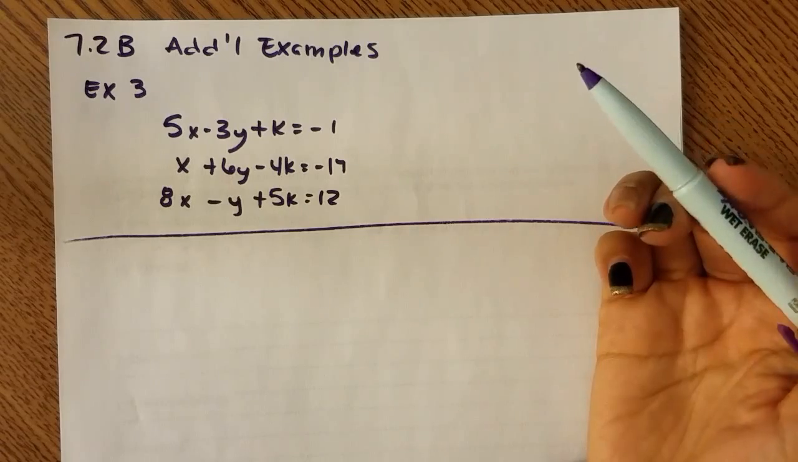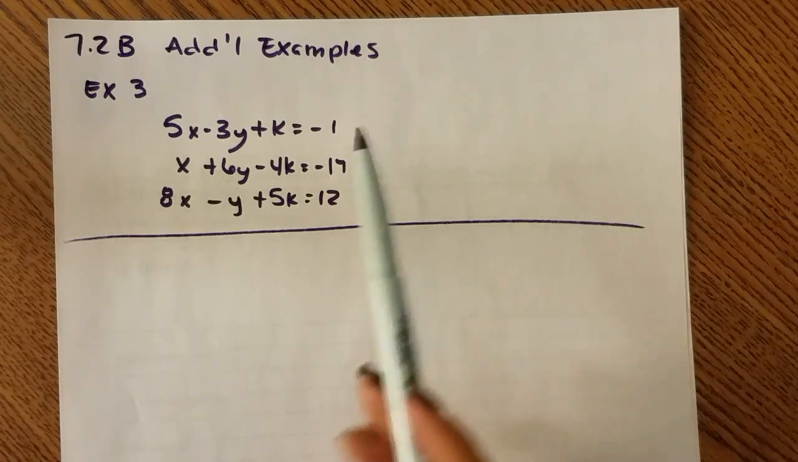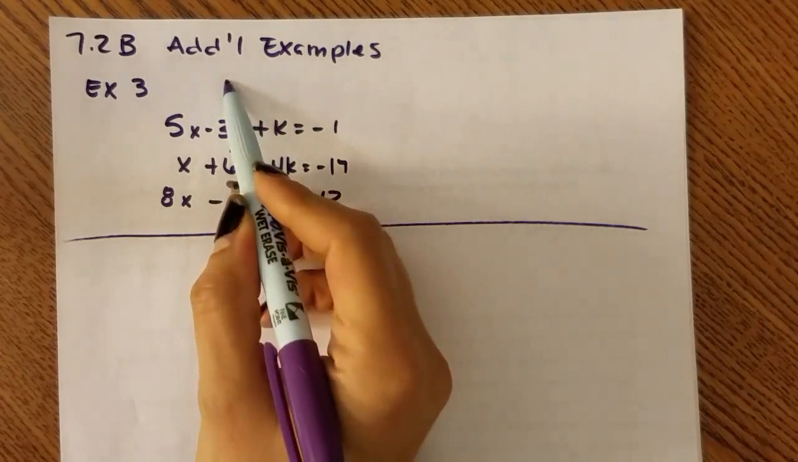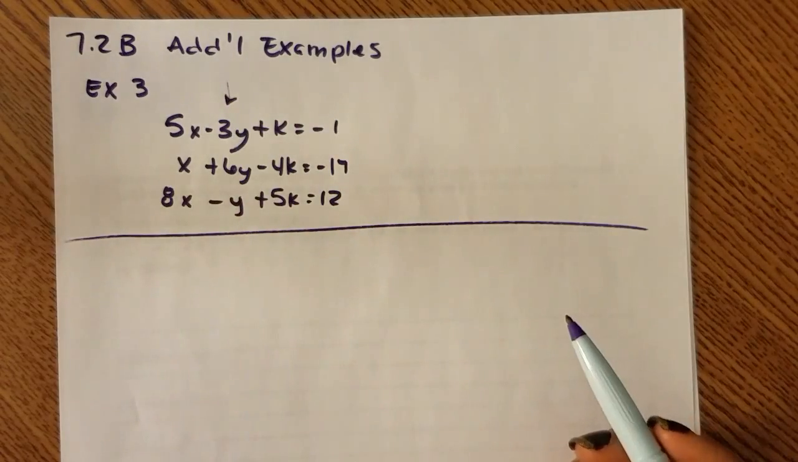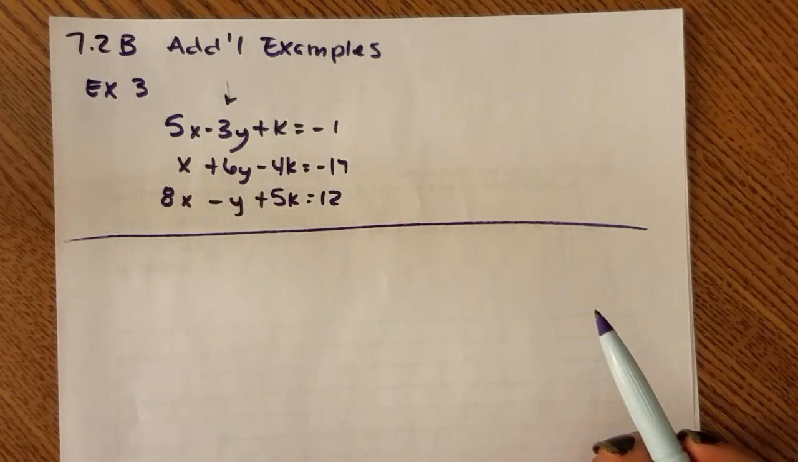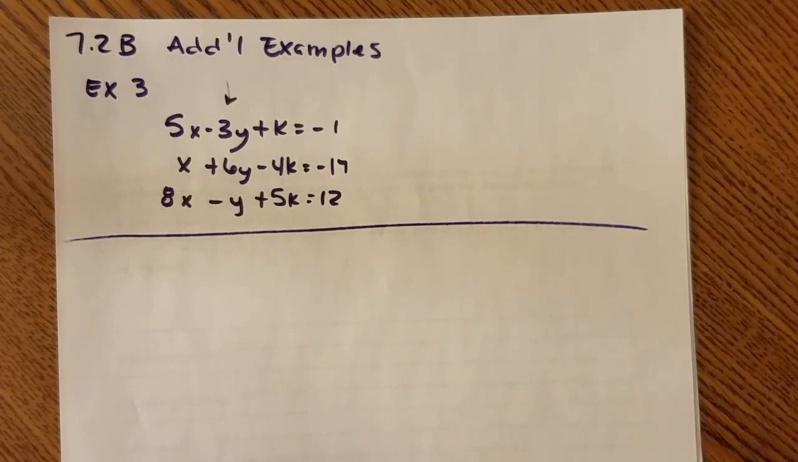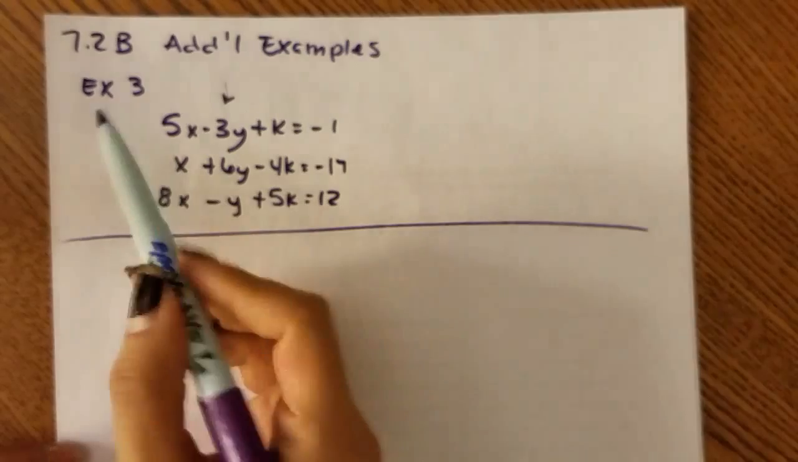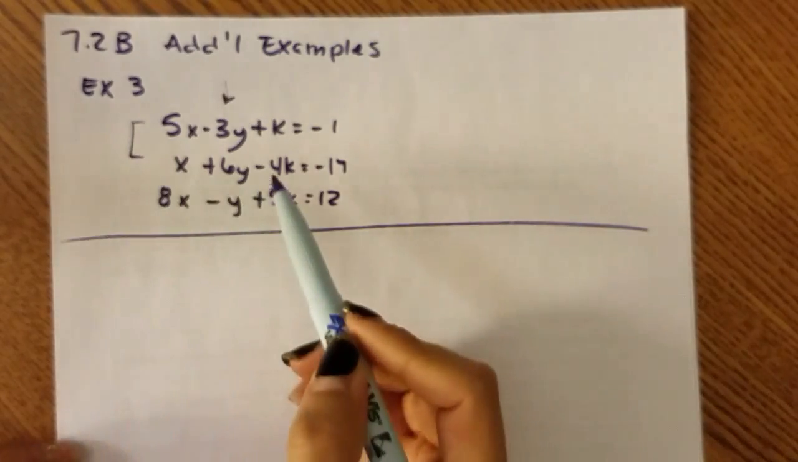Now, it doesn't matter which variable you choose to eliminate. Like I said, you could either do the y or the k. I'm going to go ahead and do the y's for this example. Now, remember, there's no one correct way to do this. You may choose to eliminate the y's. Your buddy may choose to eliminate the k's. In the end, you should, however, get the same answer. So I'm going to pick the first 2 to eliminate the y's.